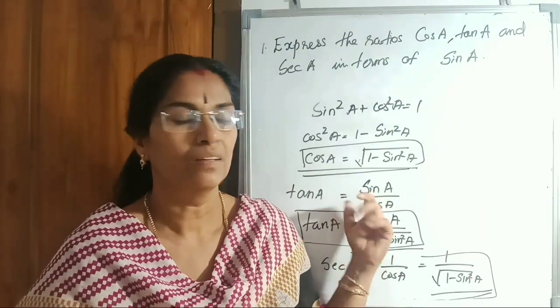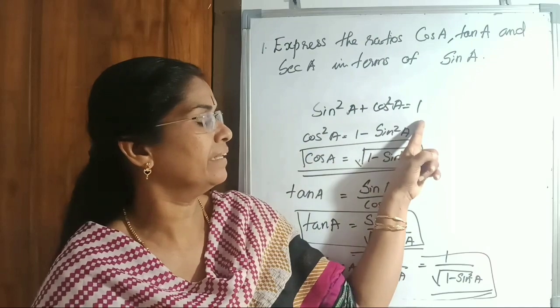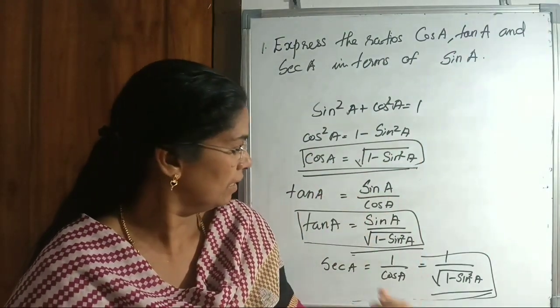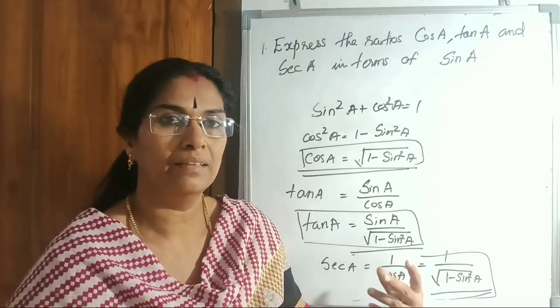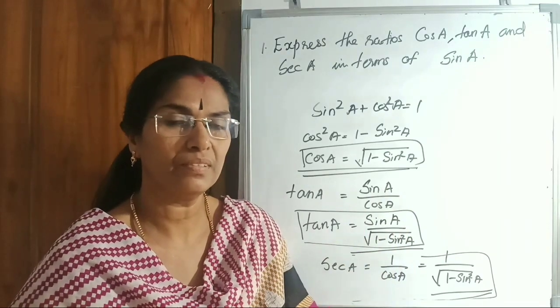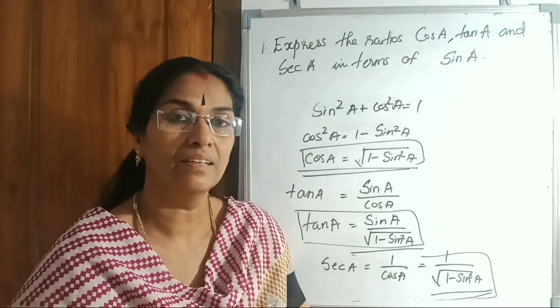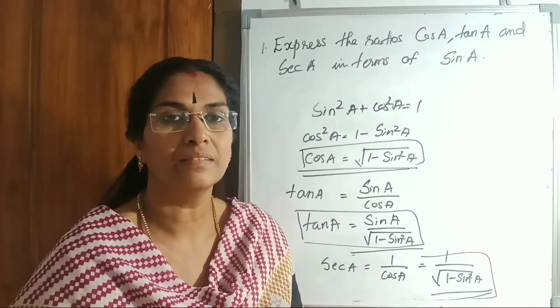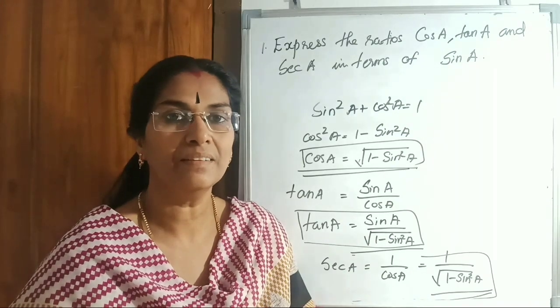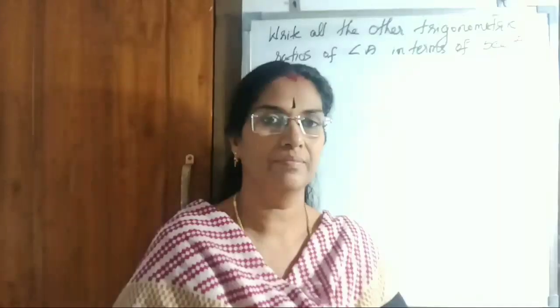Clear this one? Okay, here we applied only the first identity and the relation of tan A and sec A in terms of sin and cos. That we learned in the first class. That you have to remember and solve it. Clear? Okay, one more question we can do.